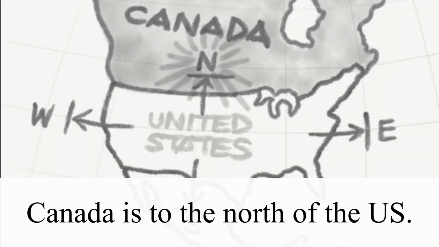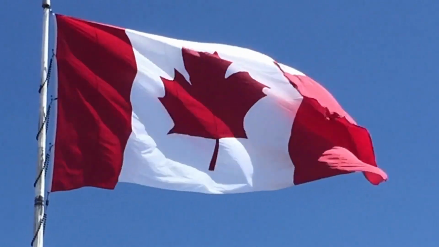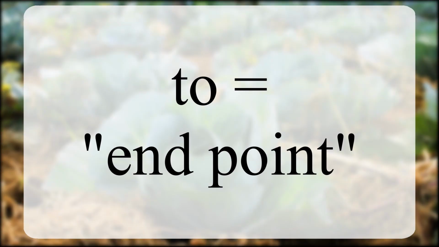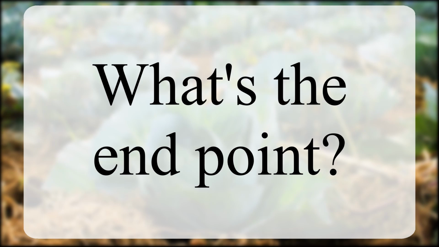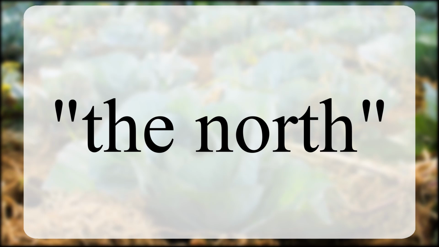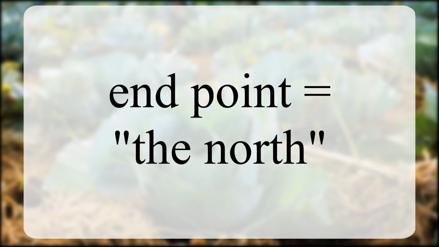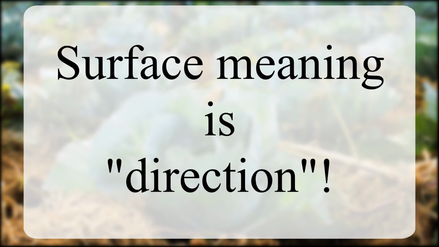Canada is to the north of the US. If we're in the US, which direction do we have to go in order to get to Canada? North. If the preposition to is about an endpoint, what's the endpoint? Is it the word Canada or is it the north? The endpoint in this sentence is the north, to the north. And the surface meaning in this case is definitely about a direction.